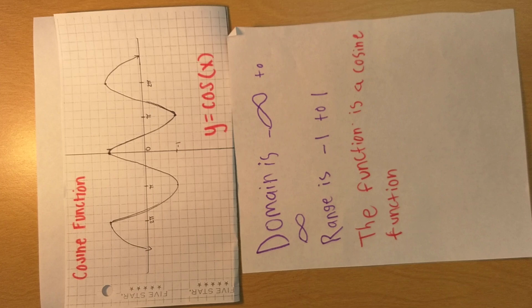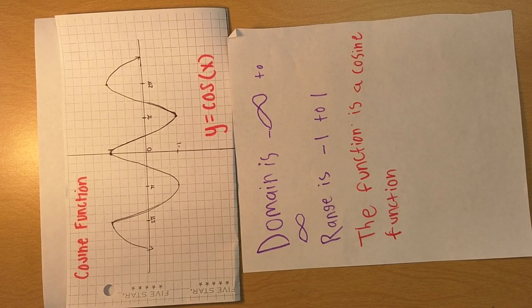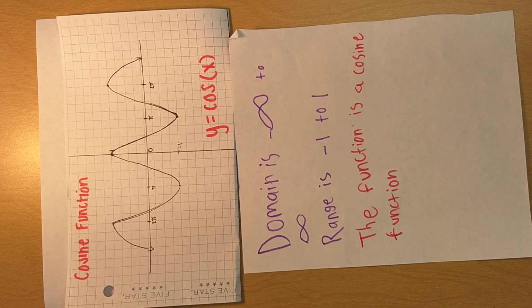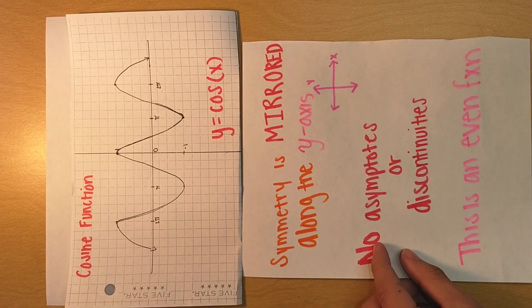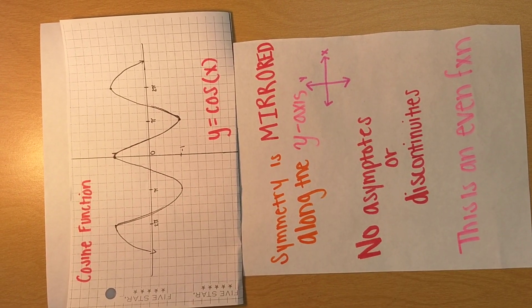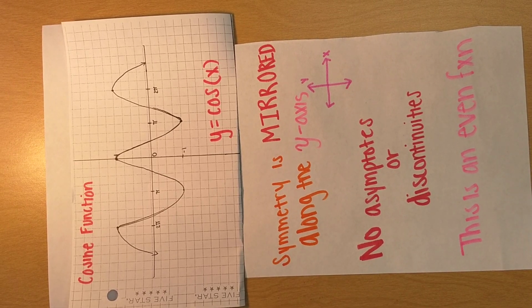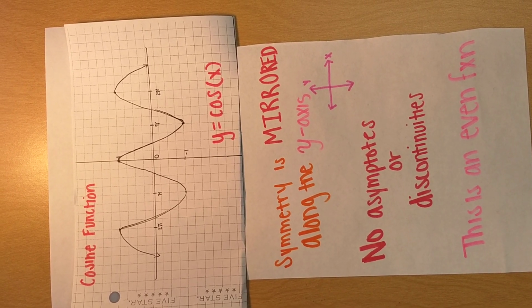This is a cosine function. The domain is negative infinity to infinity, and the range is negative 1 to 1. The symmetry is mirrored along the y-axis and it is bounded above and below. There are no asymptotes or discontinuities. This is an even function.